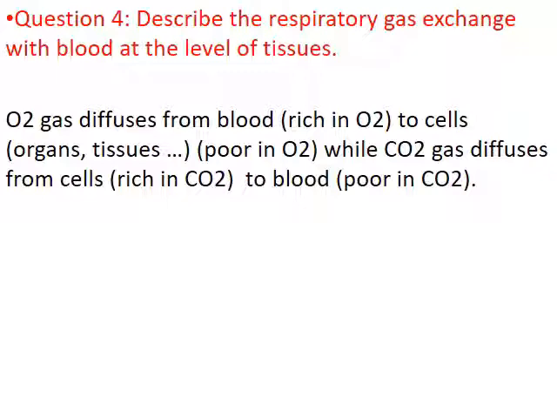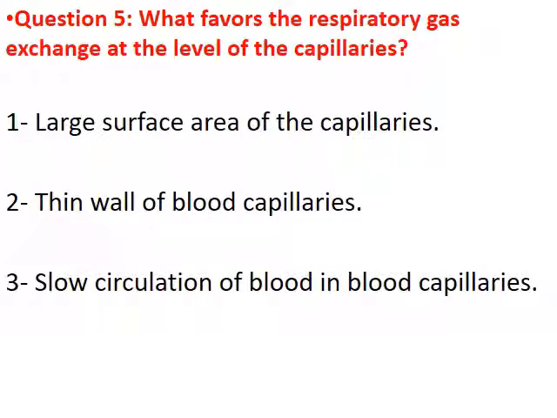Question number 4: describe the respiratory gas exchange with blood at the level of the tissues. We know that oxygen diffuses from blood, which is rich in O2, to the cells, which are poor in O2, while CO2 diffuses from cells, which are rich in CO2, to blood, which is poor in CO2.